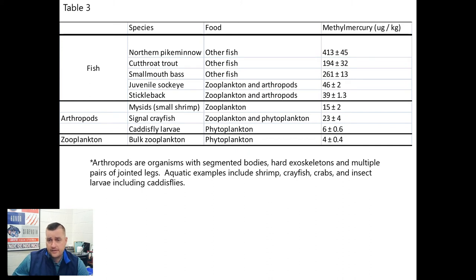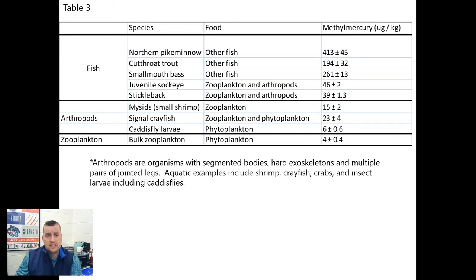Okay, they found that among the fish, the pike minnow, the smallmouth bass, and the cutthroat trout as well had very, very high concentrations of mercury. So you can see this almost represents what the food web might look like. You could actually put a food web together here.